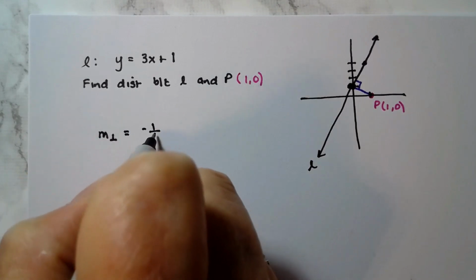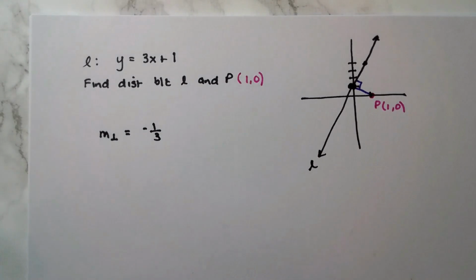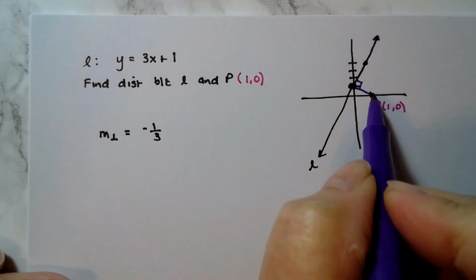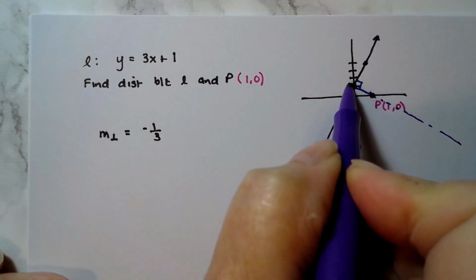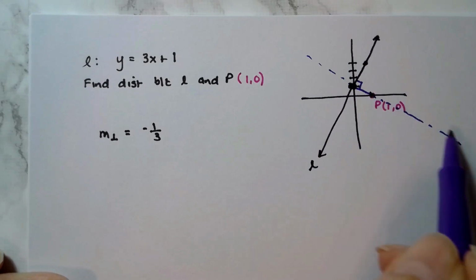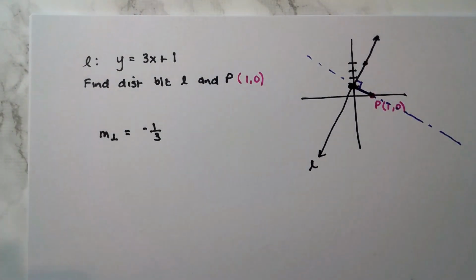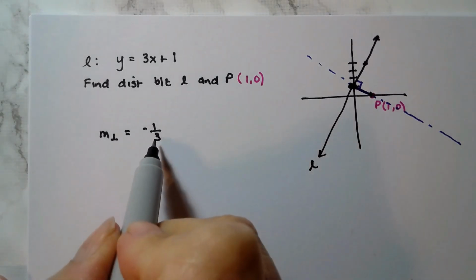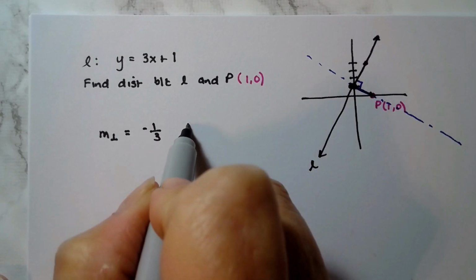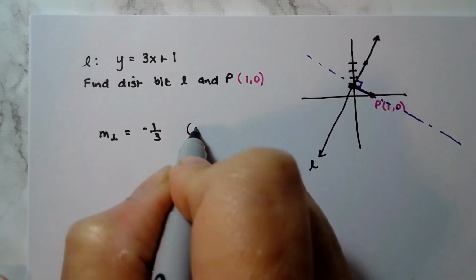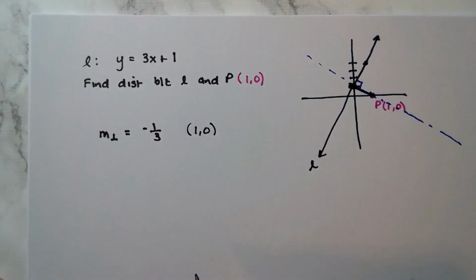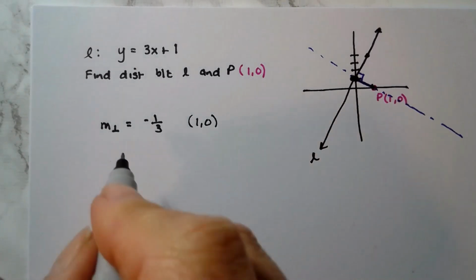Well, that's negative 1/3. The slope here is 3, so we flip it and we change the sign, and that gives us the slope. And let me extend this line out here, this purple line. I don't know if you can see it's purple, but this whole thing is a line, and I'm just trying to find this little distance right here between the point and the foot of the perpendicular. So I have the slope of the perpendicular line. I have a point (1, 0) on the perpendicular line.